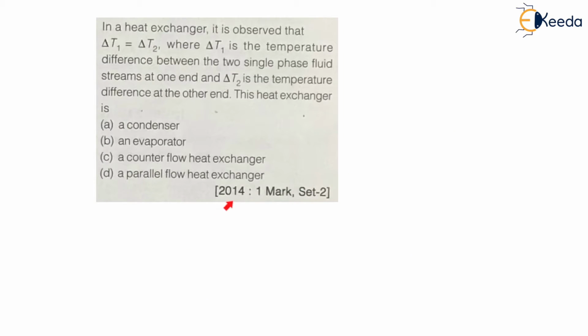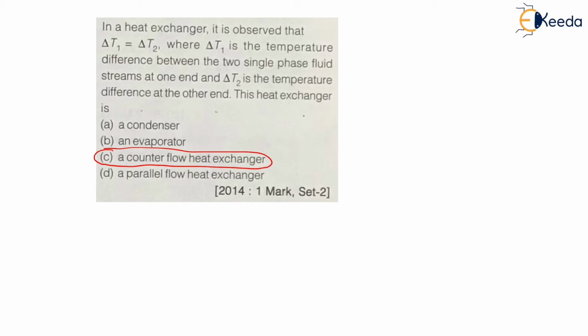Now the next question, which was asked in GATE 2014 for 1 mark in set 2. The question is to find the type of heat exchanger for a given temperature difference on both sides of the fluid streams. So let us understand the question. In a heat exchanger, it is observed that delta T1 is equal to delta T2, where delta T1 is the temperature difference between two single phase fluid streams at one end, and delta T2 is the temperature difference at the other end. This heat exchanger is: condenser, evaporator, counter flow heat exchanger, or parallel flow heat exchanger. Now my dear students, for this question the answer will be counter flow heat exchanger.